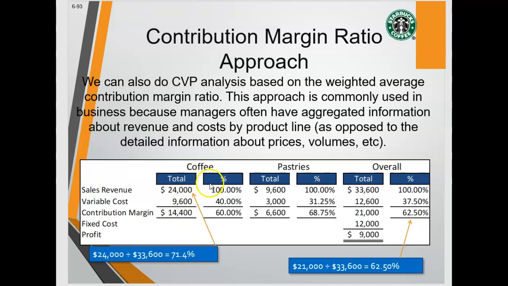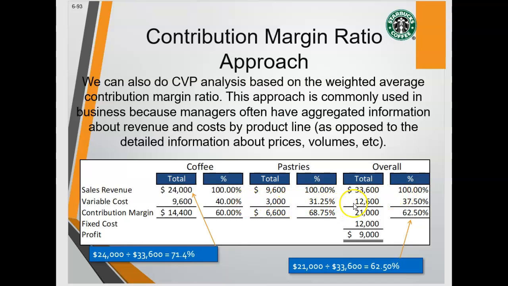Here's the contribution margin. One of the things I'll start pointing out is that the percentage of sales that is coffee is 71.4% of our total sales dollars, which means that roughly 28.6% is pastries, right? So we would take the 9,600 and divide it by 33,600. So 71.4% of our sales are coffee, 28.6% are pastries. That gives us the total of 100% in our overall sales.